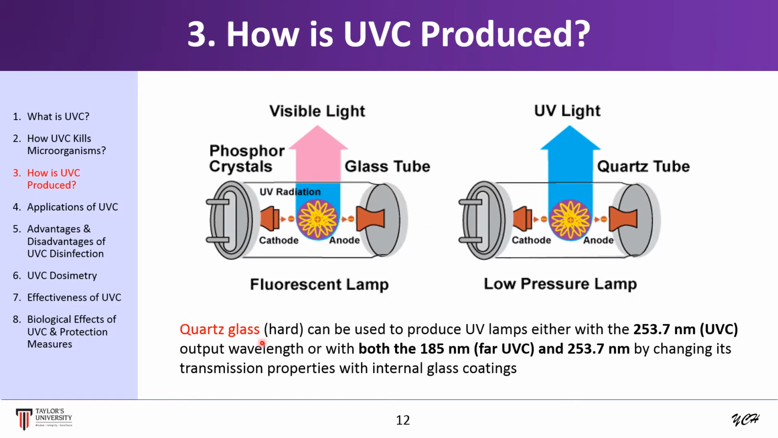And the quartz glass can be used to produce UV lamps either with 253.7 nanometer output or with both the 185 nanometer, which is far UVC, and 253.7 nanometers. This can be done by changing the transmission properties of the internal glass coatings.